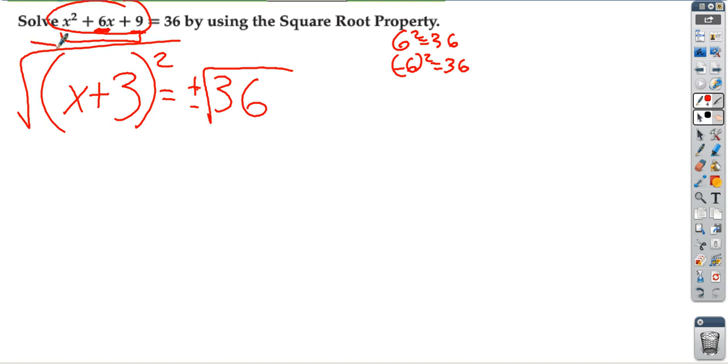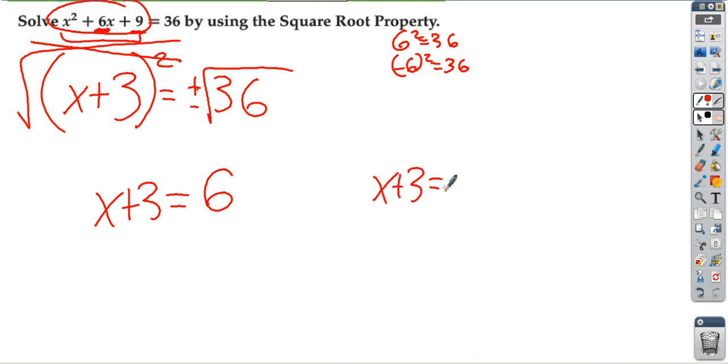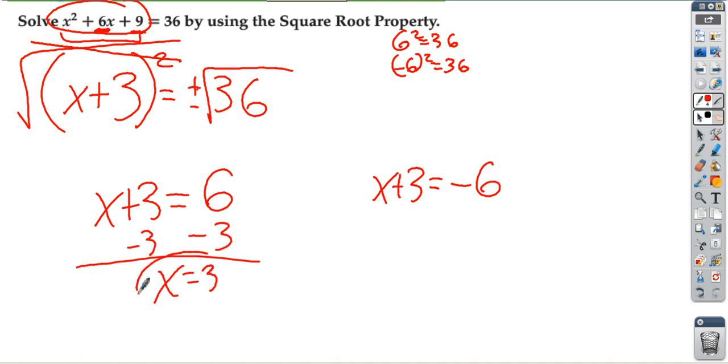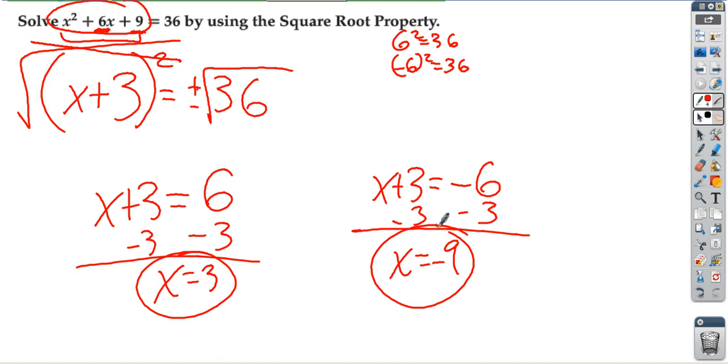Okay, so square rooting and squaring cancel each other out. And we could have x plus 3 equals positive square root of 36, so positive 6, because that's what the square root of 36 is. Or x plus 3 equals negative square root of 36, or negative 6. And now we subtract 3 from both sides. We get x equals 3 as one solution. Subtract 3 from this side, and we get x equals negative 9. And those are our two solutions, which we could check by plugging into the original equation. They both will equal 36.